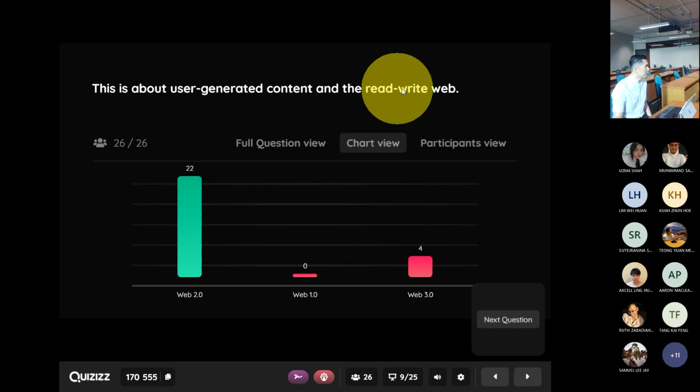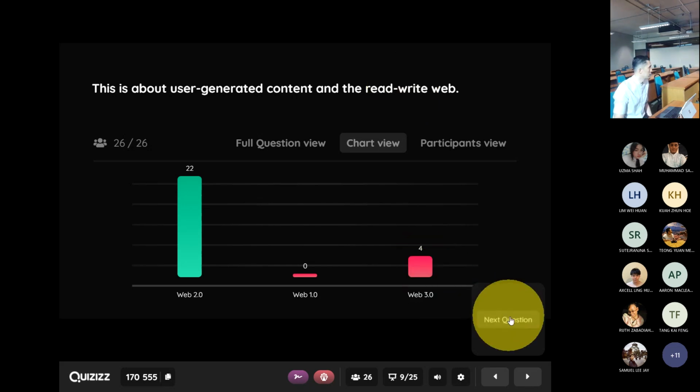Why is it read and write? Because now you can go in, you can post something, you can delete it, you can edit it. After you post, your friends can then comment on it. Other people can then like it. That's why it becomes read and write. It's not just for you to go there and consume information alone. You can also go there and participate, per se. So that's why Web 2.0 comes into the picture.